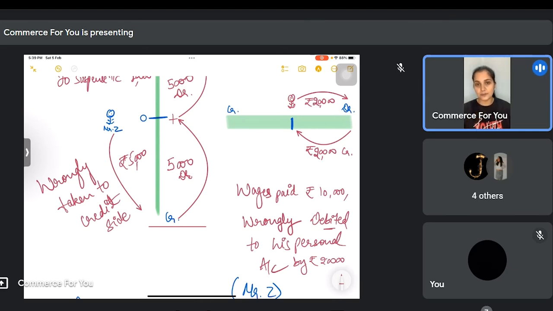However, actual wages paid are just 10,000. So it would be your wages account debit 10,000 because that was not at all recorded. To your workers' personal account, that's it, it's 20,000, and the remaining balance needs to be transferred to suspense account. So suspense account debit. Is that clear?